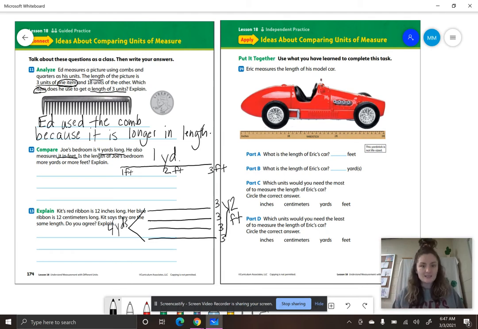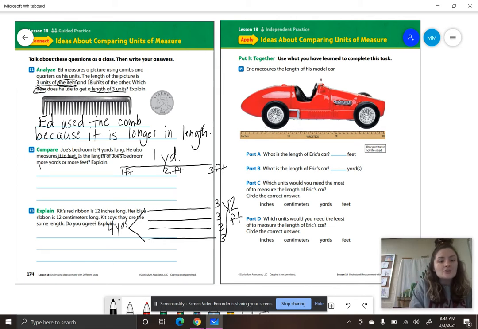Which unit, Smarties, did you need more of to measure? Did you need more yards? We used 4 yards, or did you have to use more feet? We had to use more feet, right? Because 12 is greater than the number 4. But remember, a yard is the same as 3 feet. If we chose to measure using the unit of feet, we would need to use more feet.